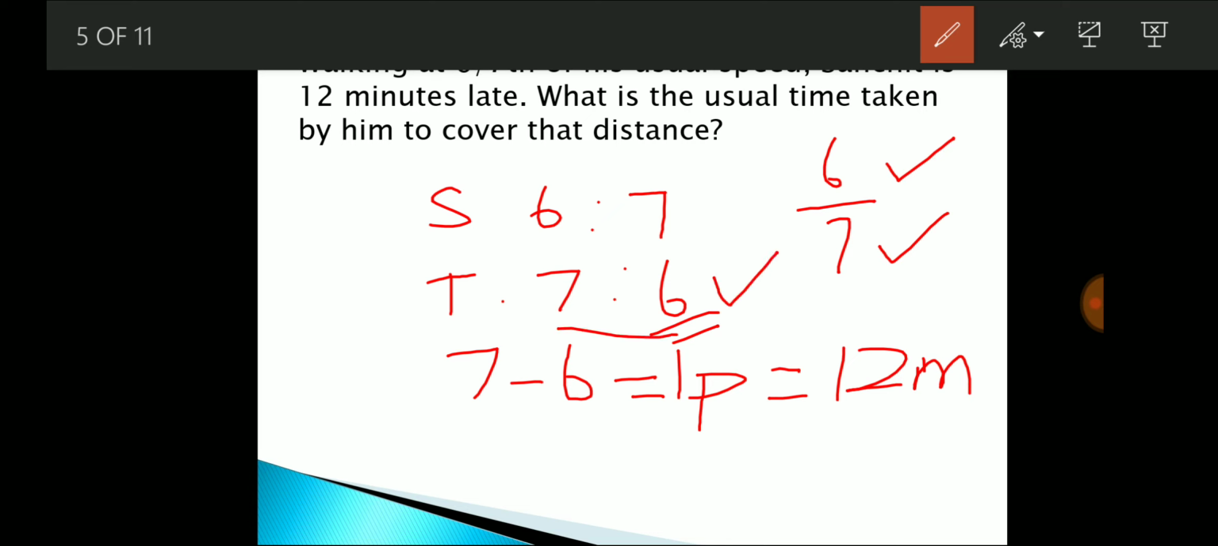So instead of 5 parts of the speed, he goes only at 4. Instead of reaching a place in 4 parts of the time, he takes 5 parts, which means he takes 5 minus 4, 1 part extra time. That 1 part is nothing but 15 minutes.